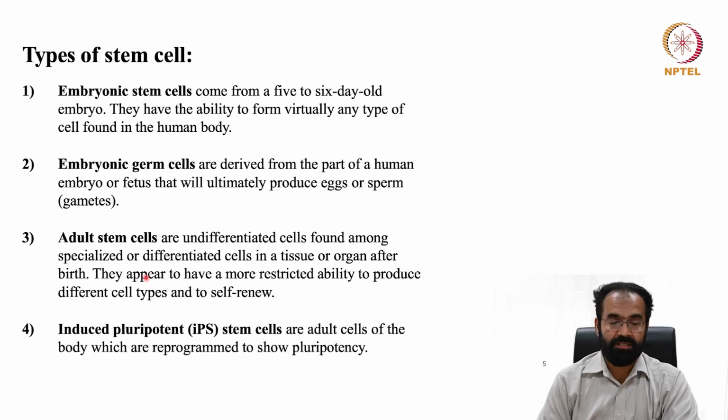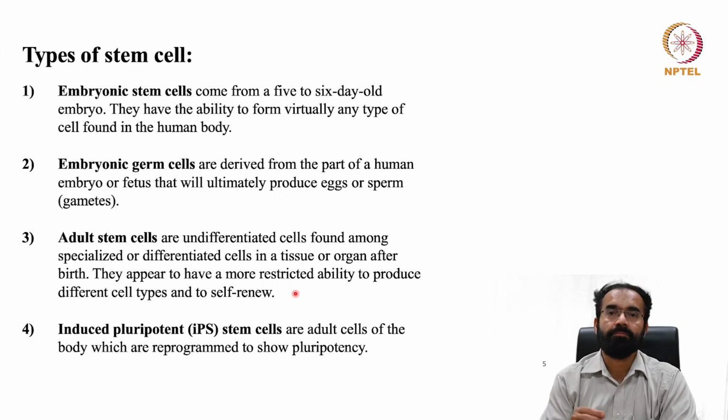Then comes the adult stem cell. They are undifferentiated cells found among specialized or differentiated cells in a tissue or organ after birth. Say muscle has stem cells, your retina has stem cells, hair follicle progenitor cells, your skin has stem cells, your liver has some stem cells, the intestine has stem cells. So they appear to have a more restricted ability to produce different cell types and self-renew. It doesn't mean that whenever damage happens to that tissue, the stem cells are capable of fixing that damaged area. Not always, but there is a day-to-day manner.